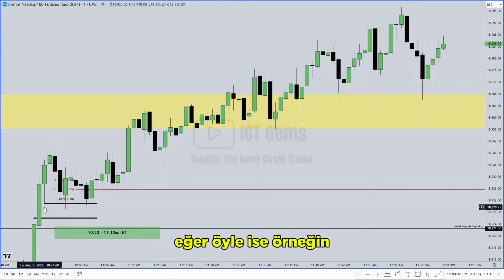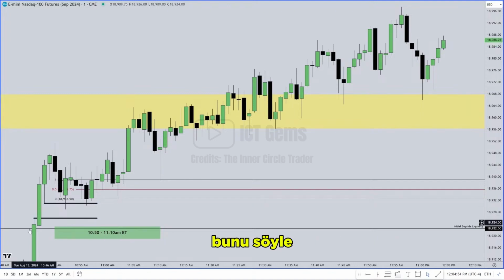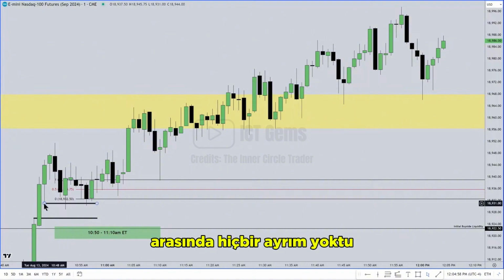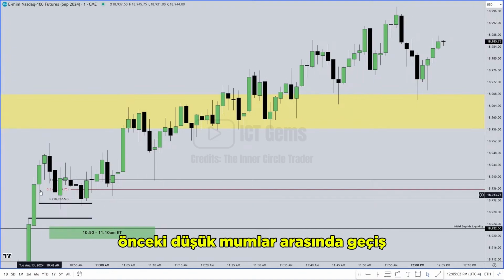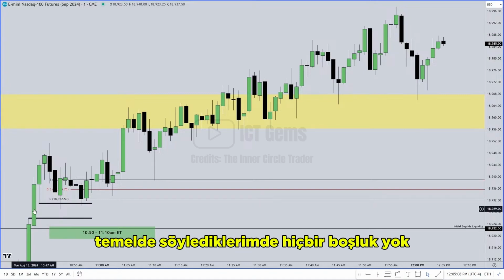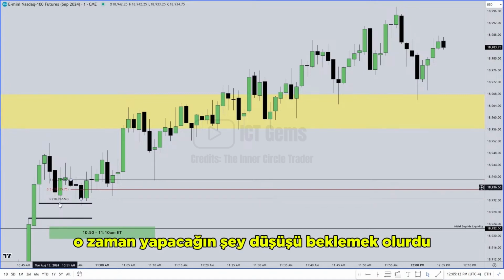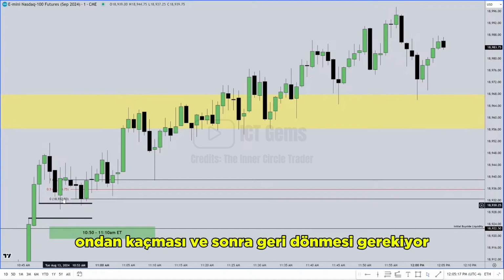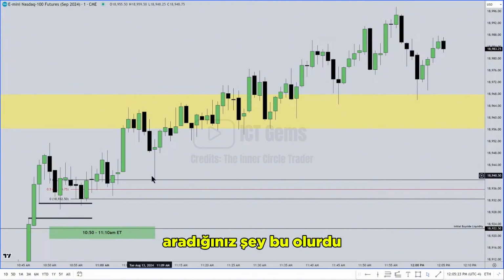liquidity. If it's, like, say for instance, we didn't have this gap here, okay? Say this wick touched this wick, or the bodies touched. There was no separation between, and not having this one singular candle traversing between the previous candle's high, and the next candle's low. So there's no gap, basically what I'm saying. If that's the case, then what you would do is you would wait for the down close candle that forms in any retracement here. It has to run away from it and then come back down, like we're teaching this order block. That would be what you would look for.